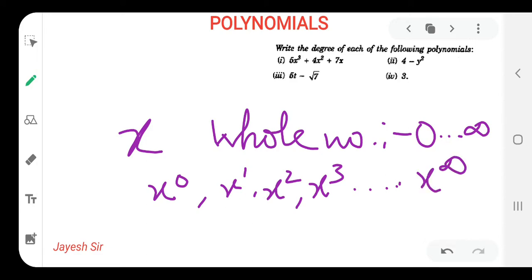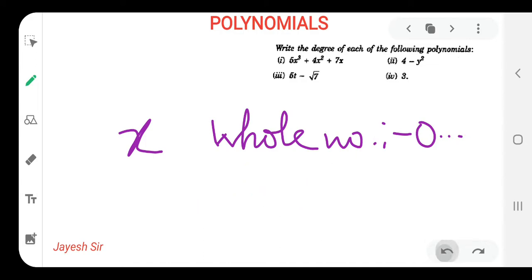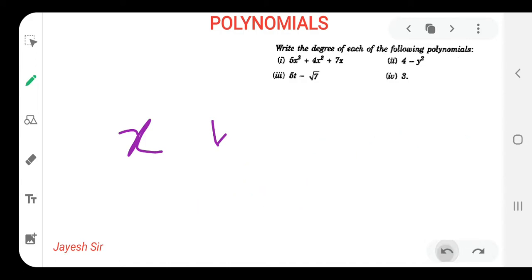All these are said to be polynomials because they have powers that are whole numbers. 0, 1, 2 and 3, all these are whole numbers. I hope you have understood and cleared your concept over here, what we mean by polynomials. As I have seen, many students were having problems understanding the definition. So let's move to today's video, that is, write the degree of each of the following polynomials.